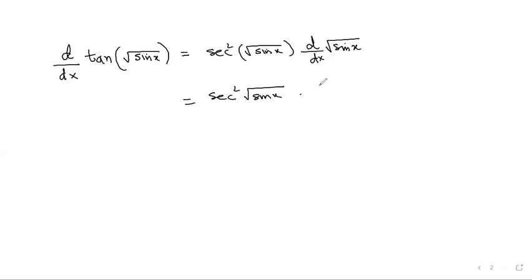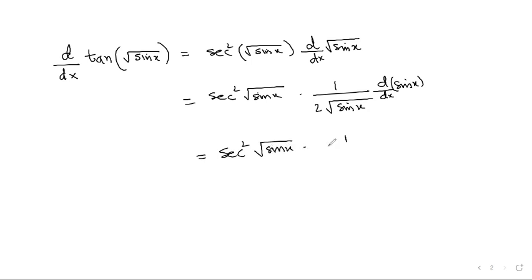Don't give me so much answer directly. Give it step by step. Sec square root sin x, into 1 by 2 root sin x, into derivative of sin x. That is the reason why we call it chain rule. One after the other, we are applying the formula. Derivative of sin x is cos x, into cos x. That's my answer.